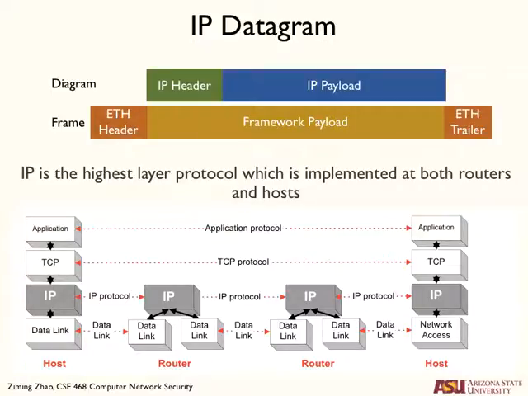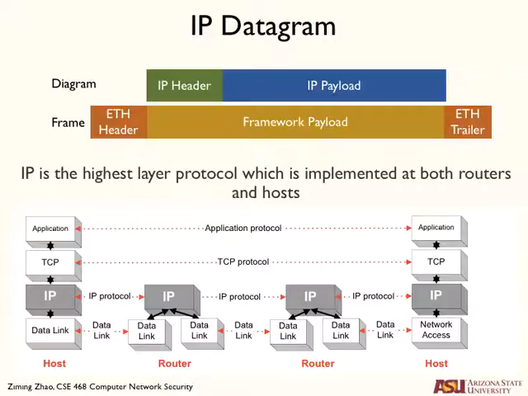It is worth noting that IP is the highest layer protocol implemented at both routers and hosts. You may see this figure somewhere. Here we have two hosts that want to connect with each other. They have the illusion that they are talking to each other at this IP layer. But actually, routers will also check the IP headers of the packet and forward the IP packet based on the IP destination address. So routers will implement this IP stack.